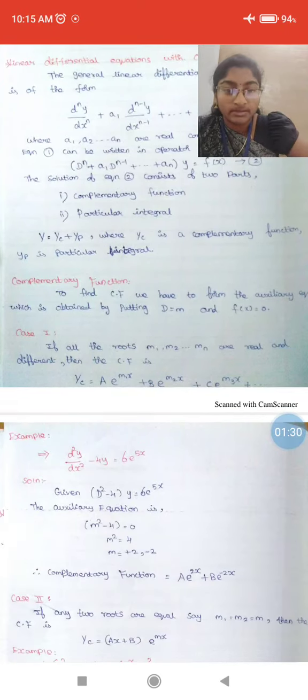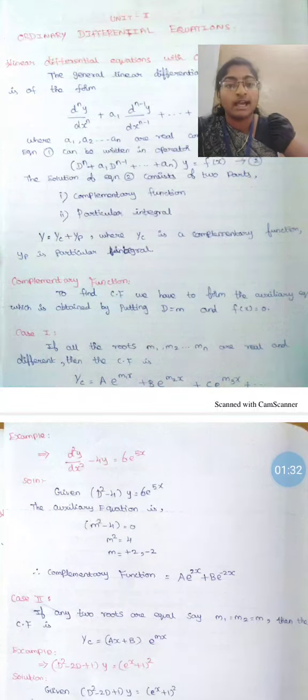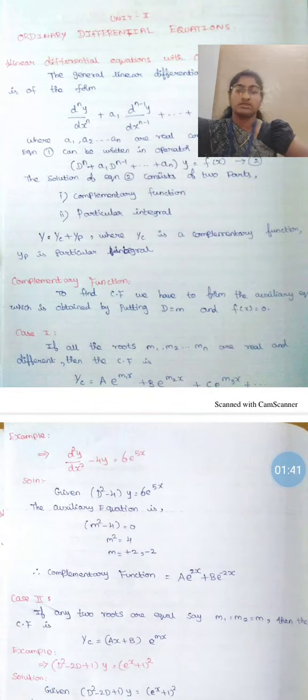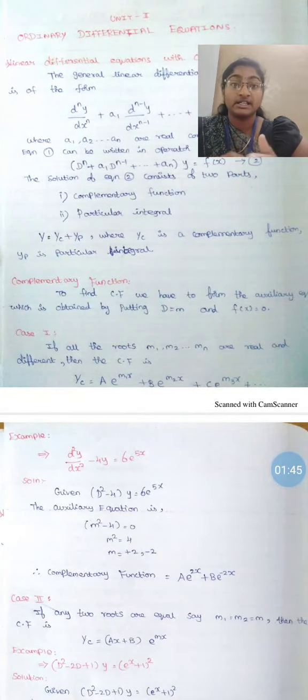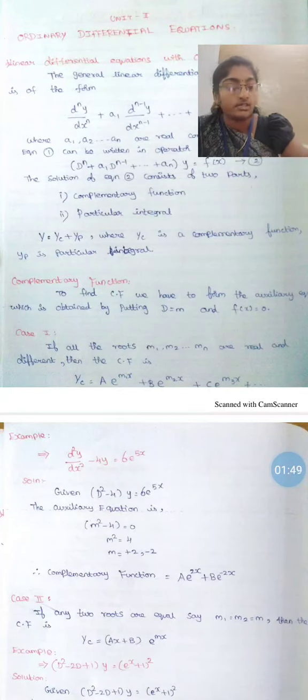To find the complementary function, we have to form the auxiliary equation, which is obtained by putting D equal to m and f(x) equal to 0. So we are just converting the differential form into a quadratic function in m. So here see case 1. There are three cases in this, and we will explain all three.